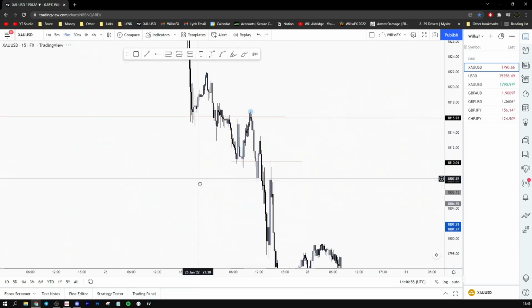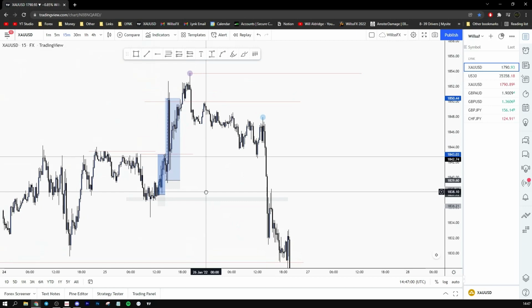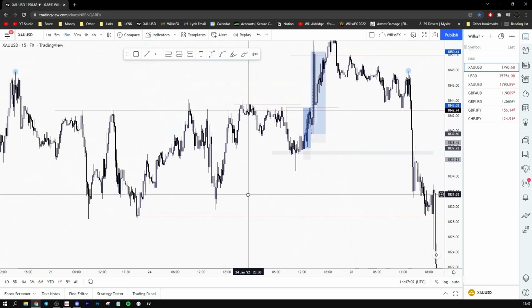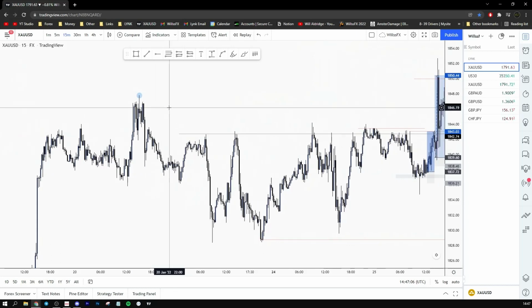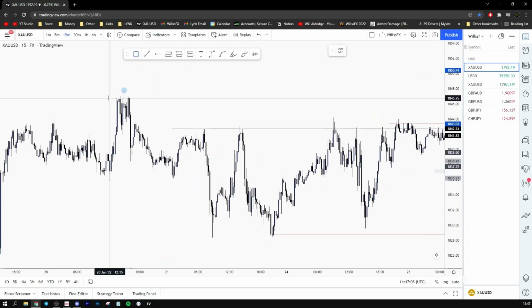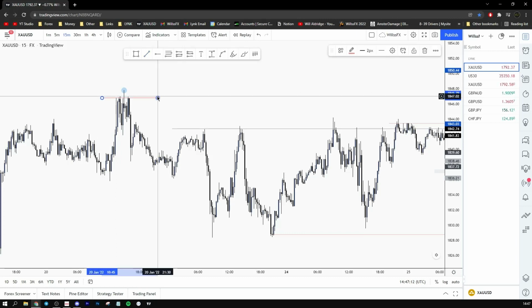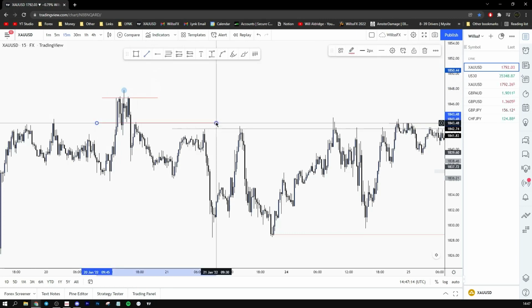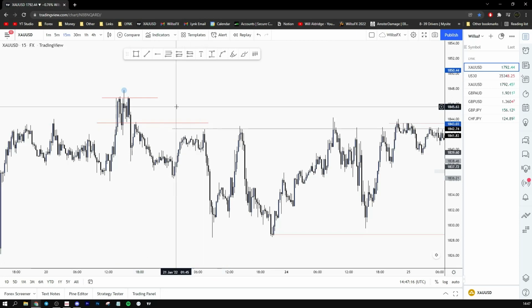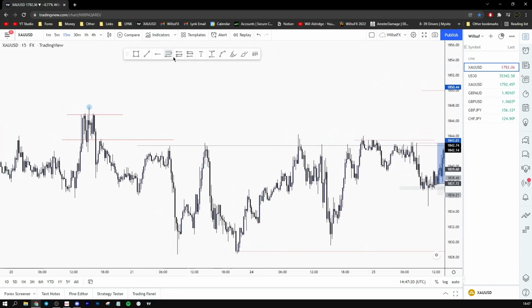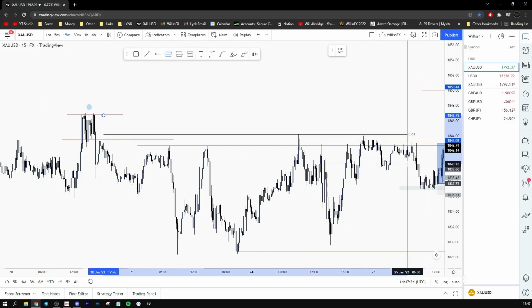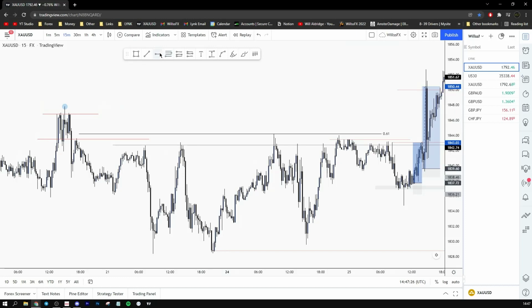If we find another example, okay, here, this is another kind of nice example. So we have this consolidation in this area. Remember, what does it leave behind? It leaves behind imbalance. So we draw this here, boom, boom, draw it across, and look what happens.